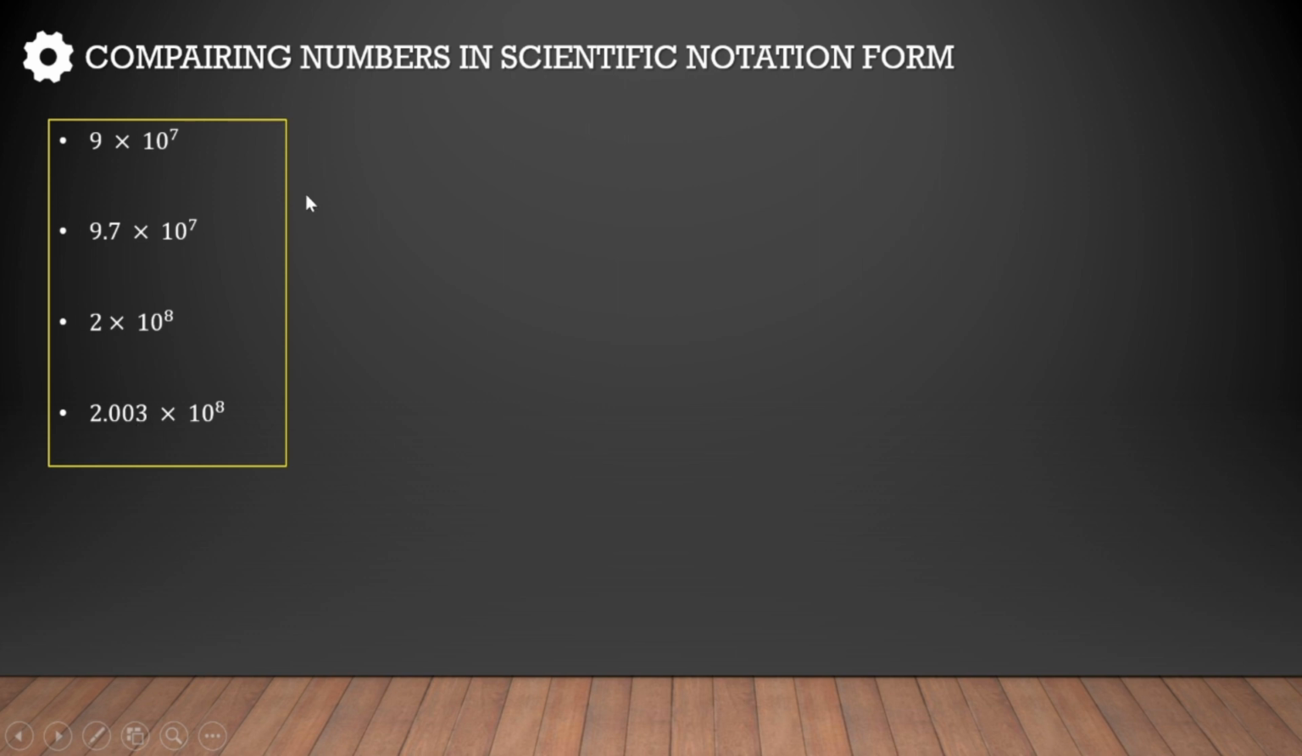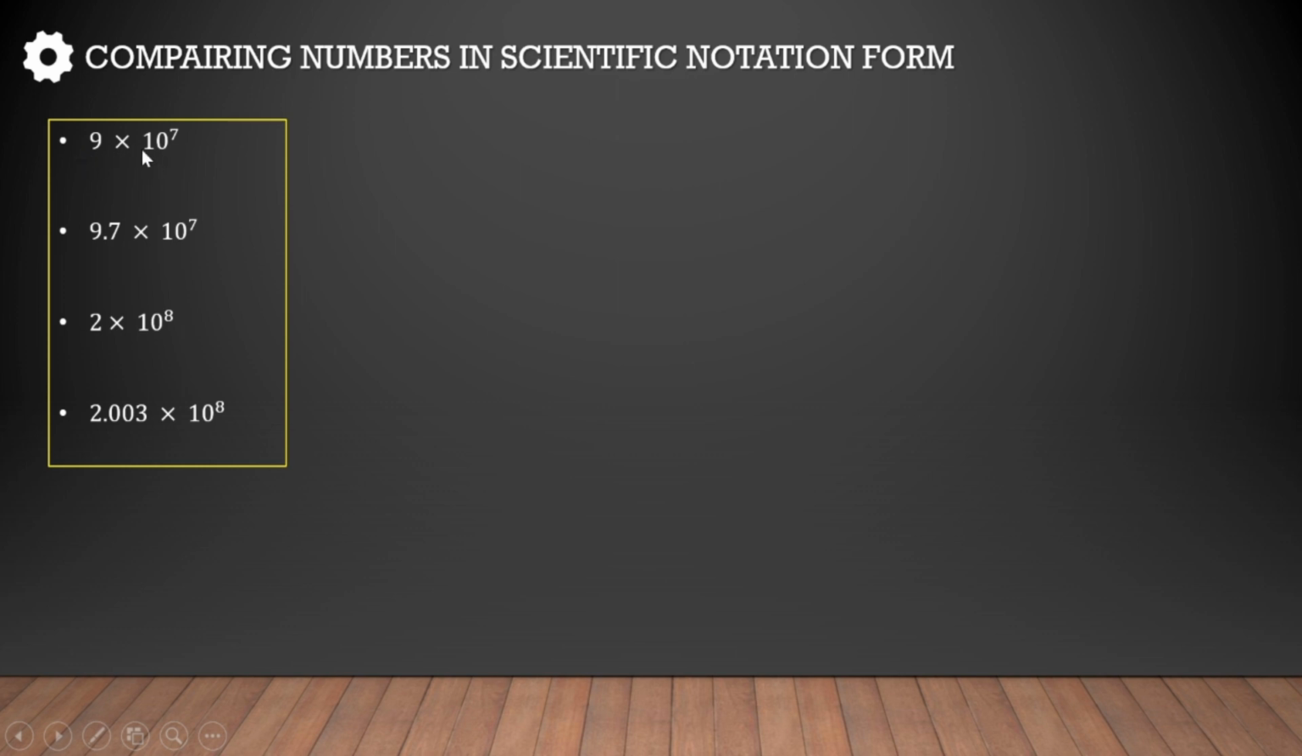In our first video of scientific notation, we told you that the second term of this expression tells us the number of digits in this number. And greater the number of digits, greater is the number. So we will calculate the number of digits in all of these four numbers by looking here. 10 raised to power 7 is 10 million. So 9 into 10 raised to power 7 will be 90 million. So 90 million is a 7-digit number, 10 million also and 90 million also.